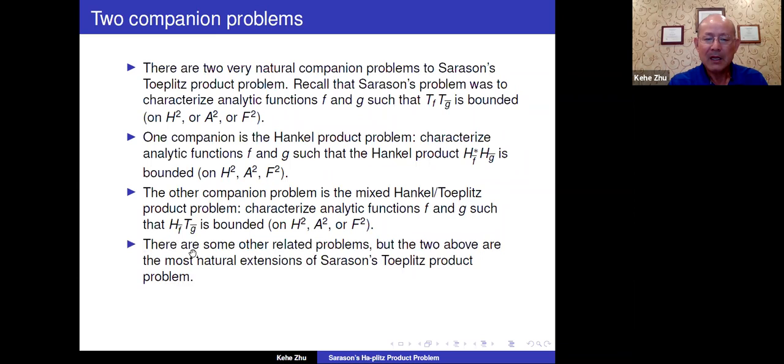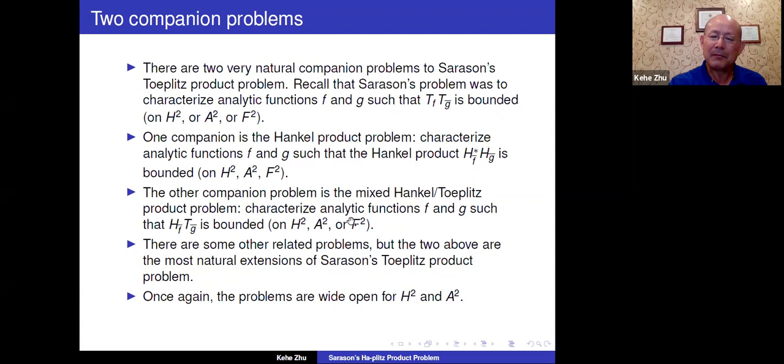There are several other related problems you can ask. For example, over here, you may look at a different combination of the product. You might put the star like over here. There are some other similar problems you can ask, but so far it looks like the most natural will be these two, and for these two, we already have very satisfactory answers. All right.